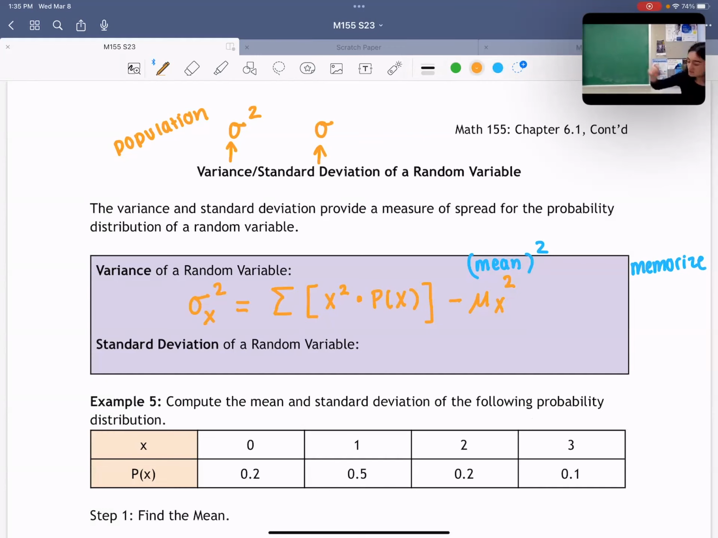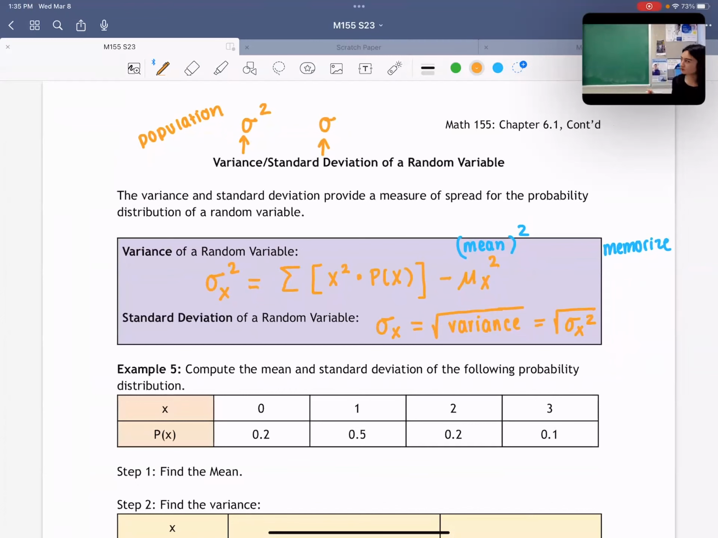Okay, next, standard deviation. Remember sigma, but we're just going to put an x at the bottom to say we're talking about probability. And how do you think we're going to go from variance to standard deviation? Square root, right? So the standard deviation is still the square root of the variance. And I'll make it easy for you. I'll just put variance if I can spell it correctly. There we go. Or if you want to use the symbols, it's just sigma x squared with the square root on top. Okay. Any questions on these two formulas here?